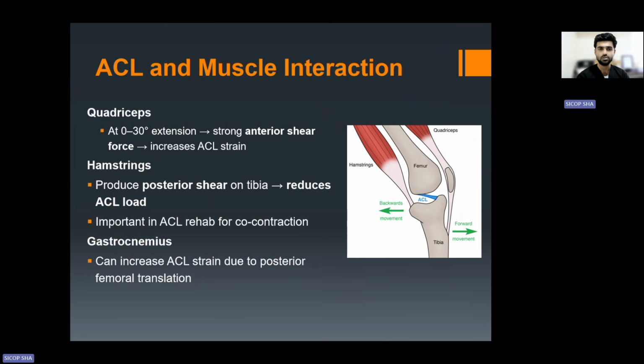Now, gastrocnemius muscle, which is again a posterior muscle. Gastrocnemius also increases the ACL strain due to its posterior femoral translation. Gastrocnemius attaches to the posterior part of the femur. When it contracts, it strains the ACL because it pulls the femur posteriorly on the tibia. It is again the opposite action, so it again strains the ACL. So, gastrocnemius muscle is also opposing to the ACL ligament.